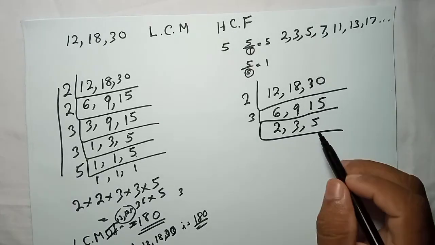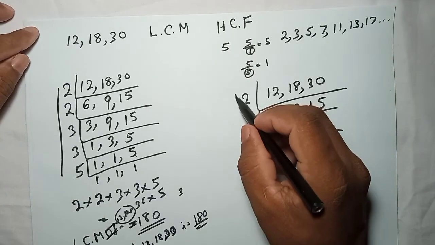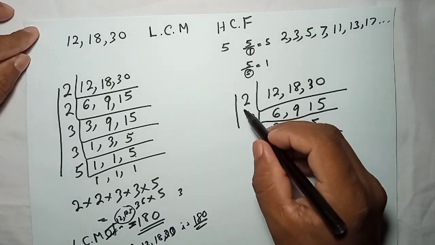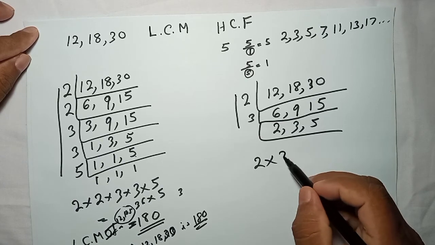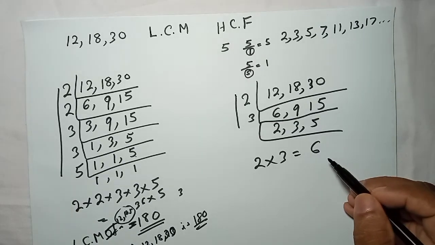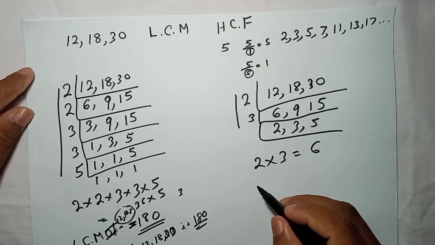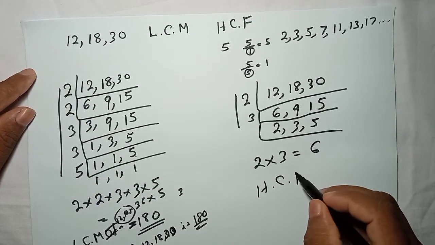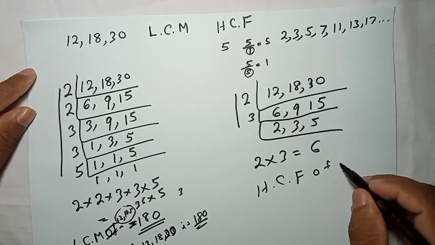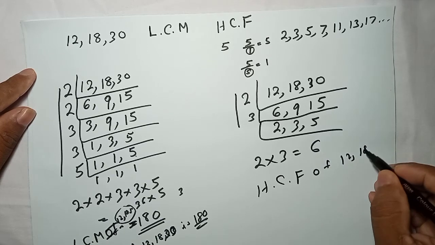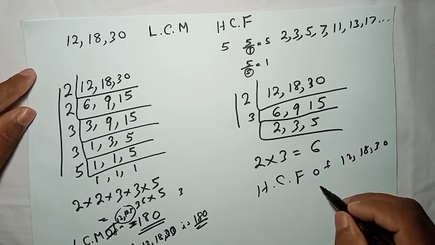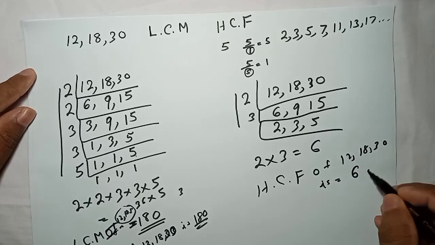So stop here. Then again, same method, multiply these two numbers. 2 into 3. 2 into 3 is 6. Yeah, that is the HCF. So you can write HCF of 12, 18 and 30 is 6.